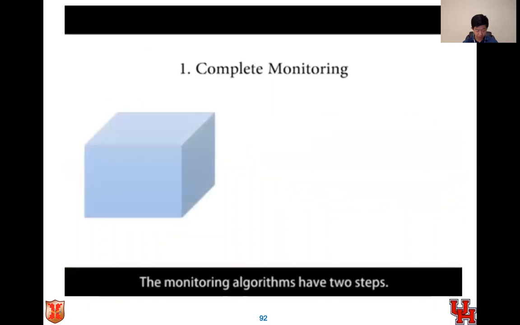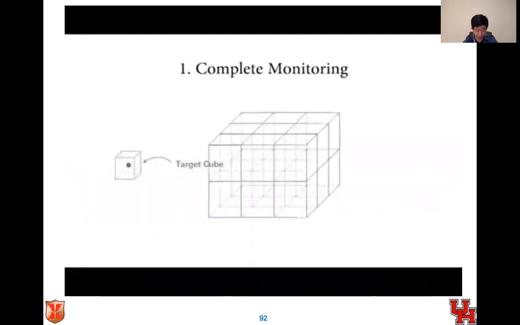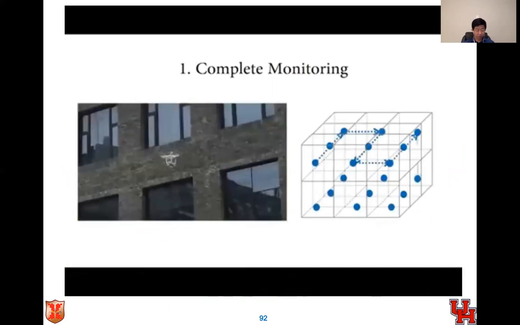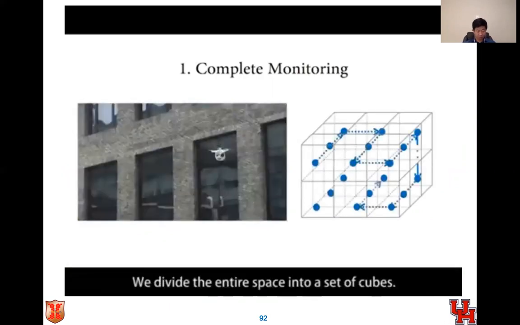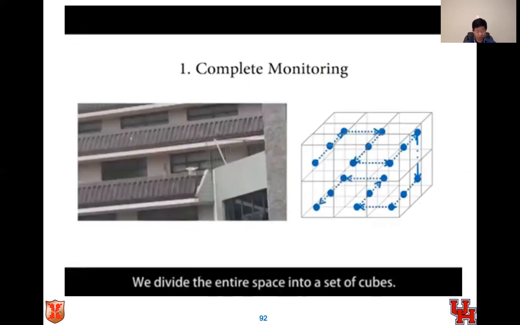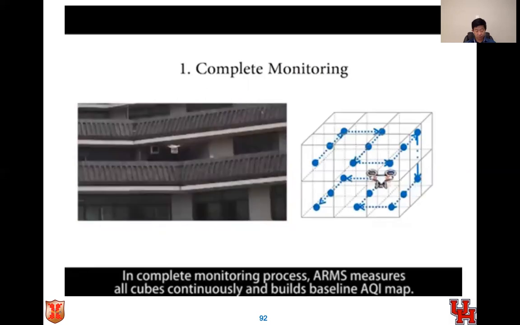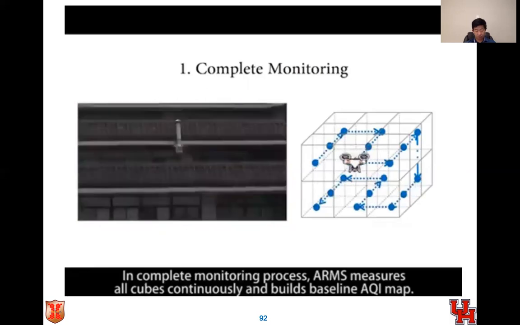The monitoring algorithms have two steps. The first step is complete monitoring. We divide the entire space into a set of cubes. In the complete monitoring process, ARMS measures all cubes continuously and builds a baseline AQI map.